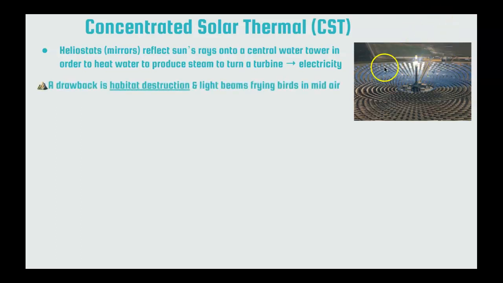One of the drawbacks of this is we usually find these in the desert, which isn't necessarily the most biodiverse or the most wonderful habitat, but it is habitat nonetheless. And if we put in all these heliostats, it is habitat destruction. Another interesting thing is that we're concentrating all the sun's rays into this one small area, and so that's pretty intense heat. If birds fly through there, they can be fried midair. Probably not something that you're going to write on an FRQ, but interesting nonetheless.